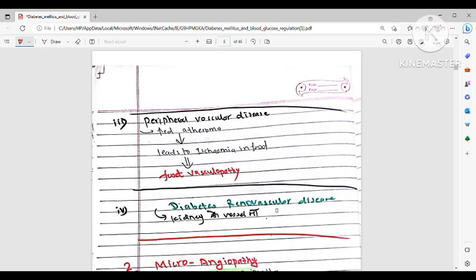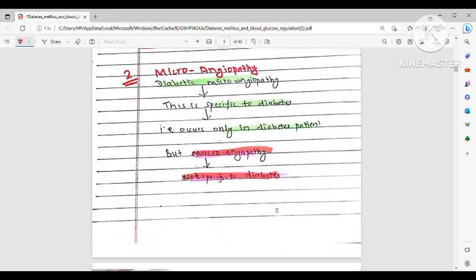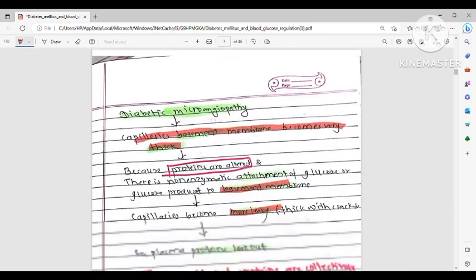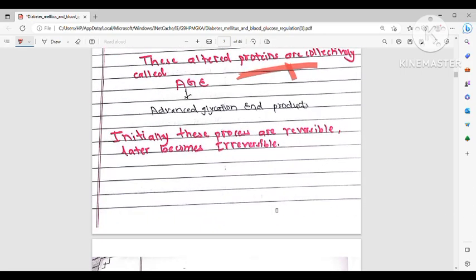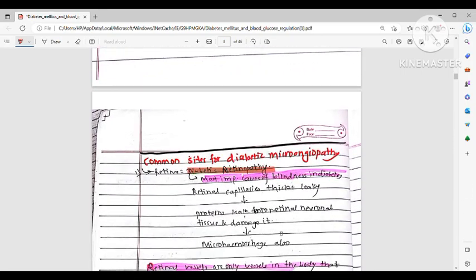What happens in diabetic retinopathy? Let's discuss. Diabetic retinopathy is the most important cause of blindness in diabetic patients. Retinal capillaries become thick as well as leaky due to deposition of glucose and glucose products in the basement membrane.